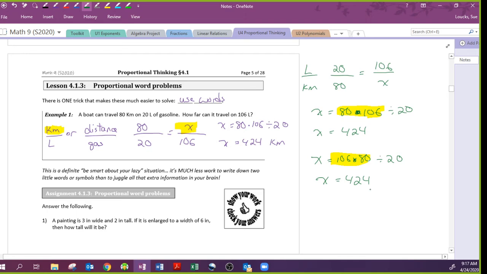All right, and this is definitely a be-smart-about-your-laziness situation. It's so much easier to just write down these two little symbols or words or something than to try and juggle in your brain and remember that that 80 you wrote down was a distance. Because if you wrote it as 80 over 20 equals 106 over x, you are going to get the wrong answer. So don't do that. And if you don't do this writing, you have to remember where what information goes, and why make things harder on yourself.